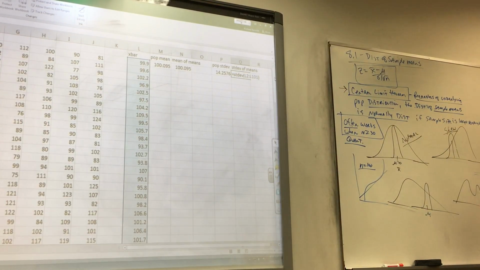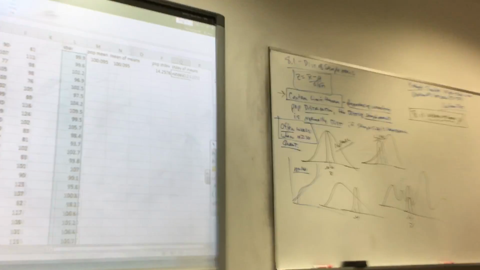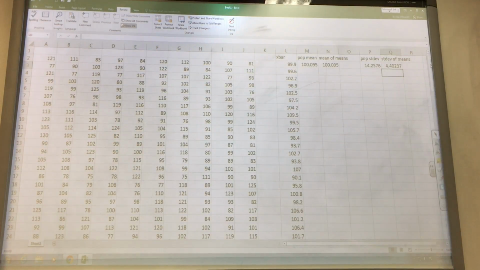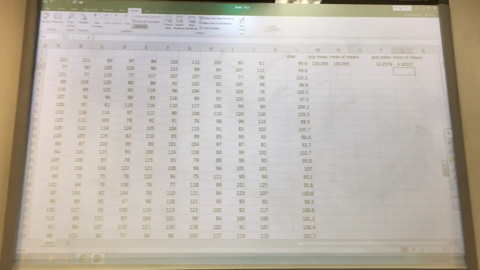Who says lower? 1, 2, who says 3, who says the same? 1, 2, 3, 4, 5, 6, 7, 8, 9, 10. Okay, drum roll, clear. It's much lower. Okay?